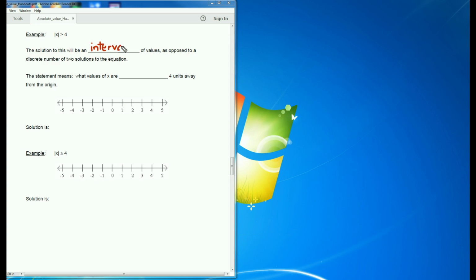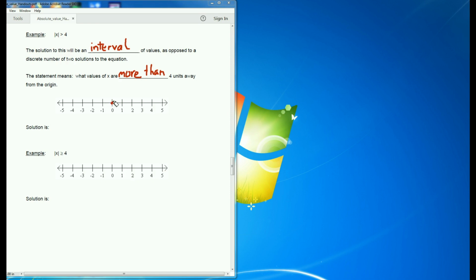Okay, not just certain discrete values like the equation. So this statement means what values of x are more than 4 units away from the origin on the number line. So again, here's the origin, just at x equals 0. Which numbers are more than 4 units away?